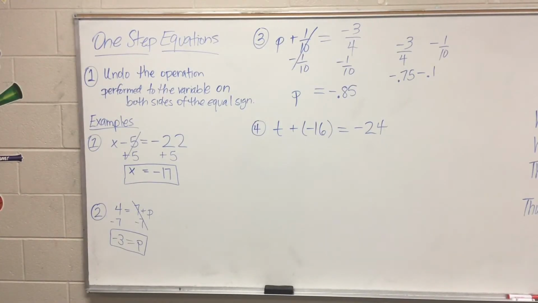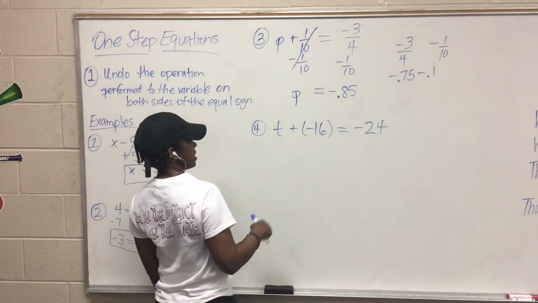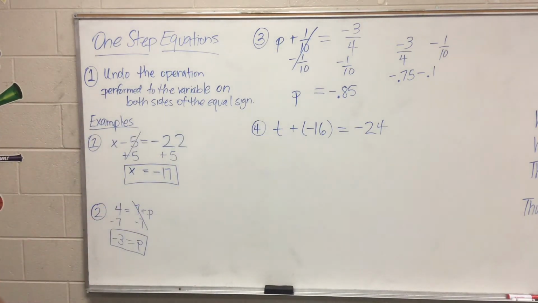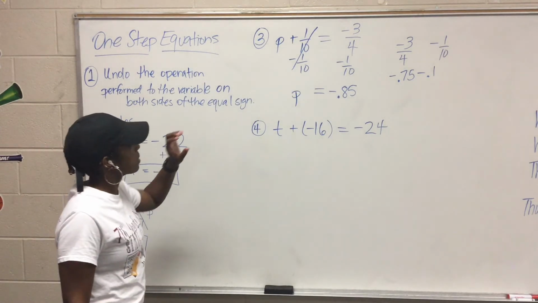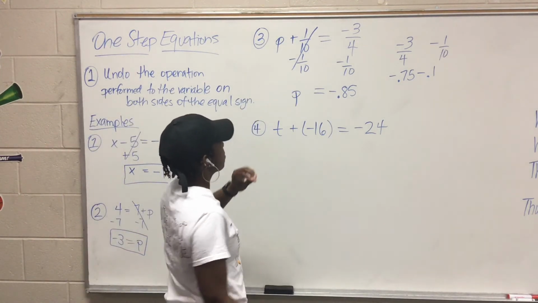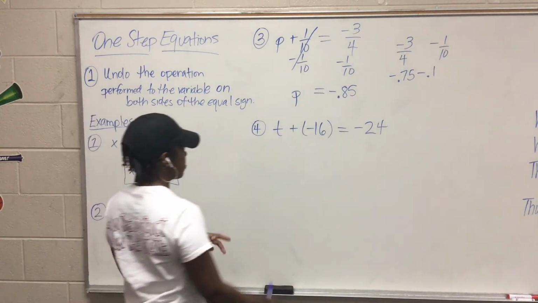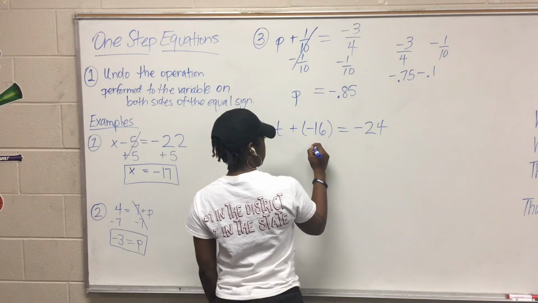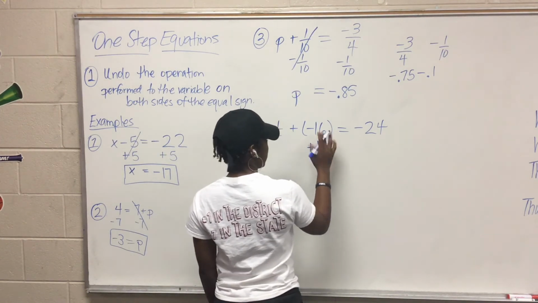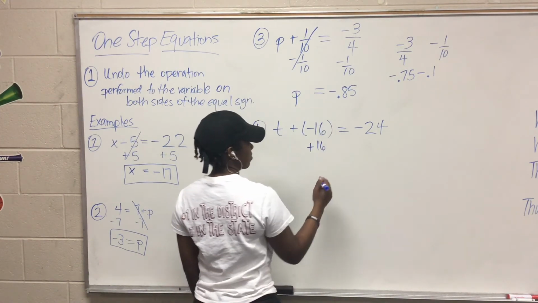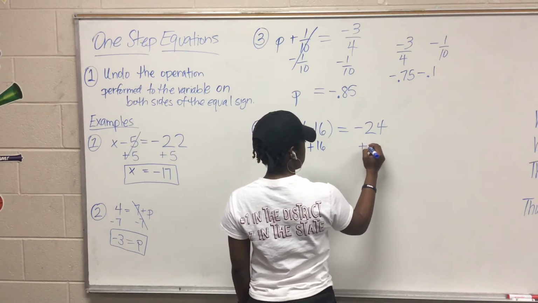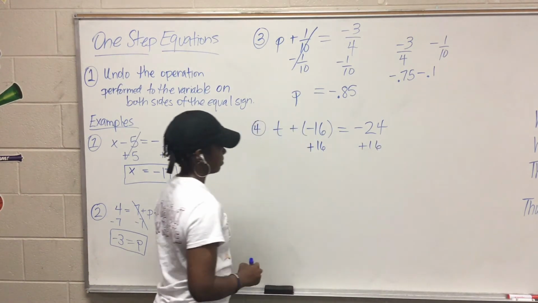All right, we have t plus negative 16 equals negative 24. So what are they doing to the t, the variable? They're adding negative 16. However, in this sense, we are getting zero pairs. So if it is a positive 1/10, we want to subtract 1/10. Here we have negative 16, so we just want to make a positive 16 so we can cancel this part out. And we do it on the left side, so we of course need to do it on the right side.